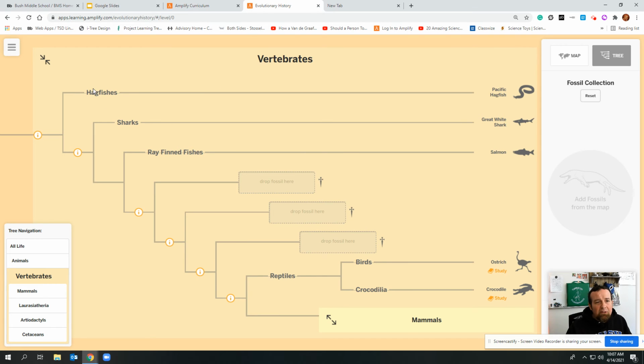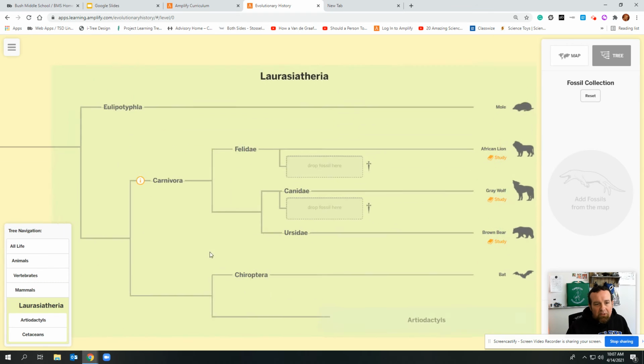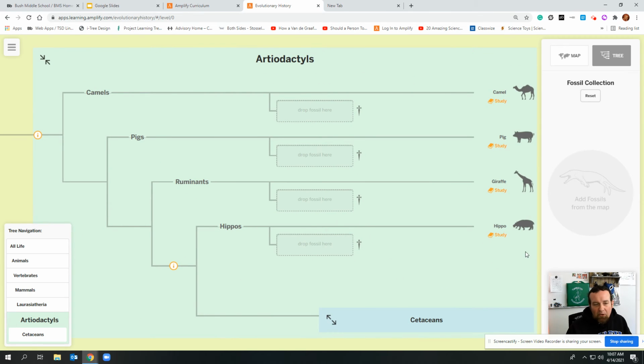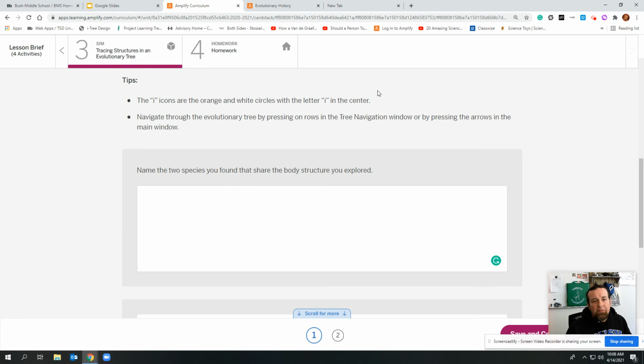Now, I don't have to do it just the first two. Remember, everything below this tree has a vertebral column. So I could have picked anything. I could have picked reptiles, birds, crocodilia. I could keep going. I could go deeper and deeper down here because I know that all of these creatures will have a backbone, and I can just keep exploring as much as I want. Oh yeah, coolio. All right, so friends, that's how you do the sim.